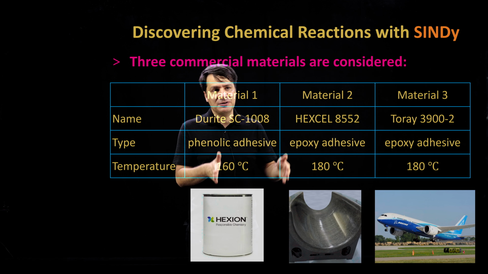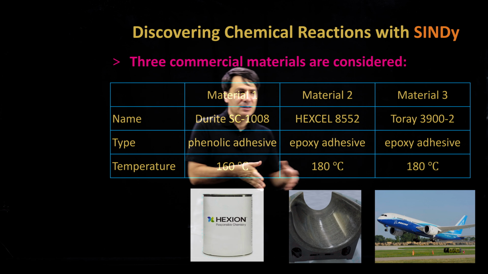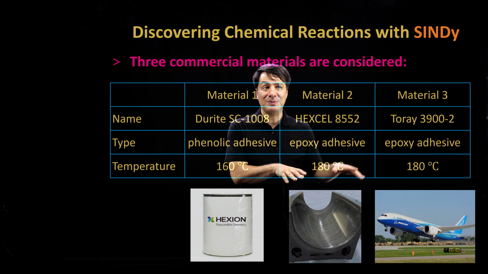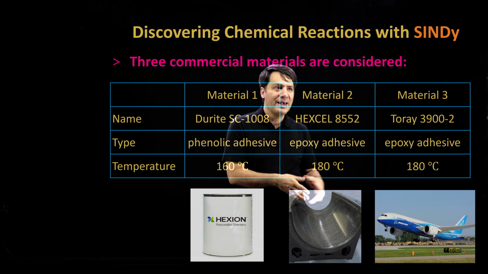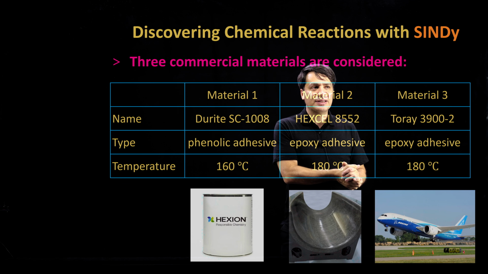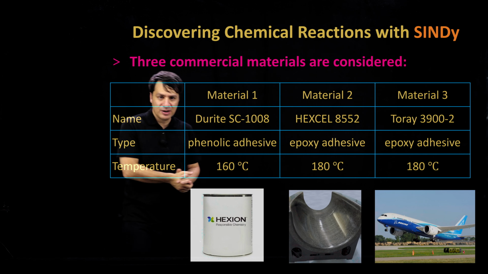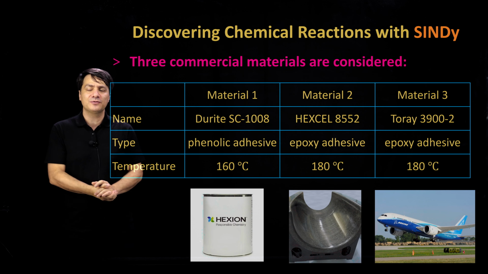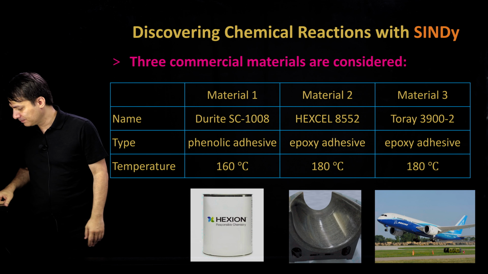The first adhesive is quite widely used in aerospace. The second adhesive, Hexcel 8552, can be used in different applications, like making, let's say, epoxy-based tools. And the third adhesive is the one which is used in the Boeing 787. It's called Toray 3900-2. So we're going to look at how SINDy can be used to extract the differential equations for each of these reactions.